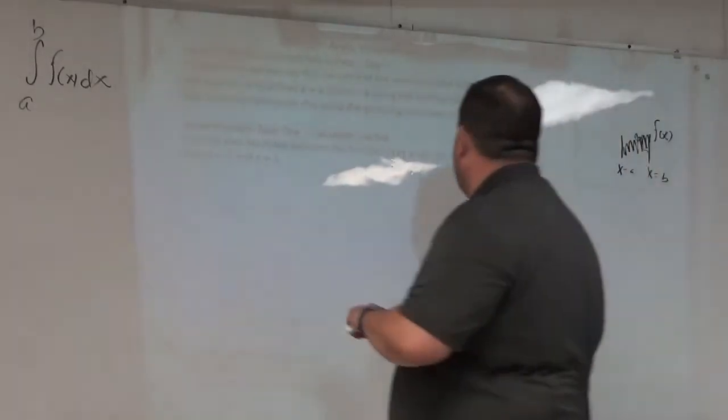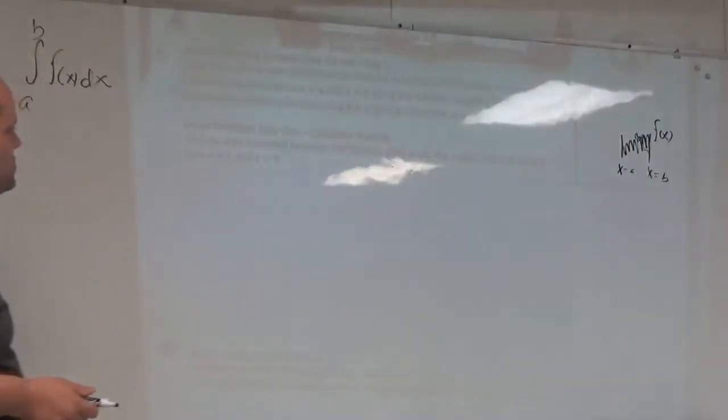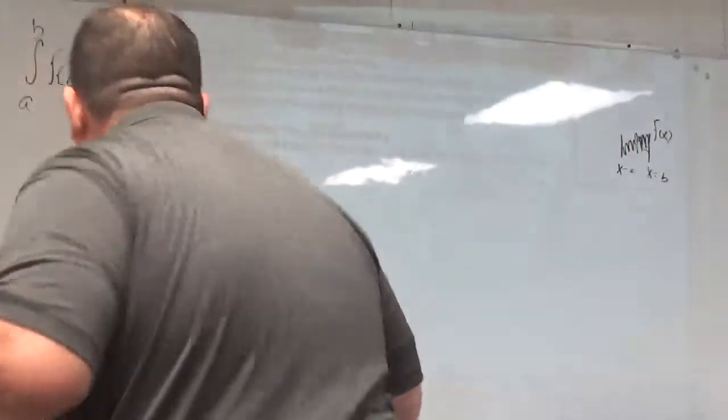Find the area bounded between the function f of x equals the square root of x, the x-axis, and the vertical lines x equals 1 and x equals 9. I'm seeing people already off to a really good start.